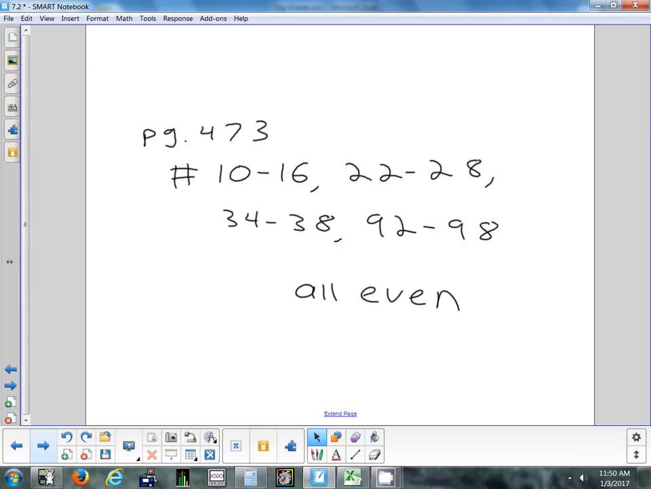So the homework tonight is on page 473, and it's all evens. Everything you see there is just the evens. So 10 to 16, 22 to 28, 34 to 38, and 92 to 98. Got a little under 15 minutes left. So I'm going to get some textbooks, and if you need one to start working on the homework, you can just come up and grab one.